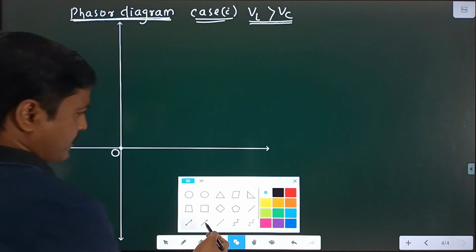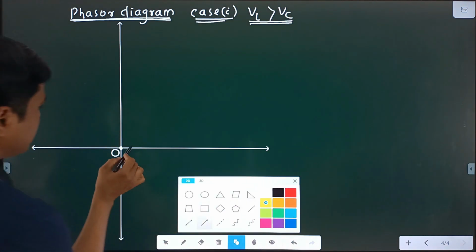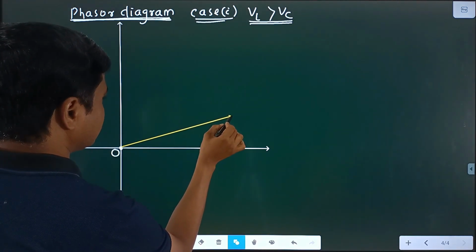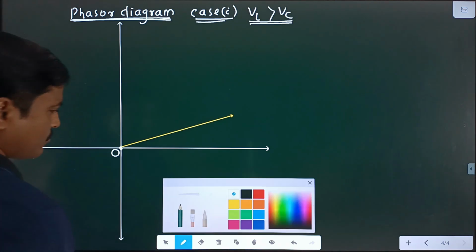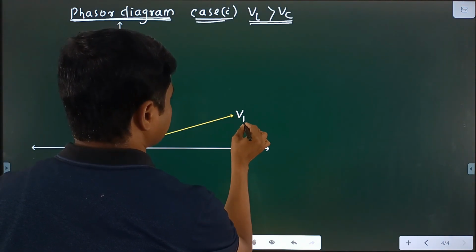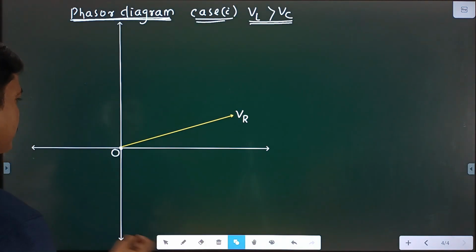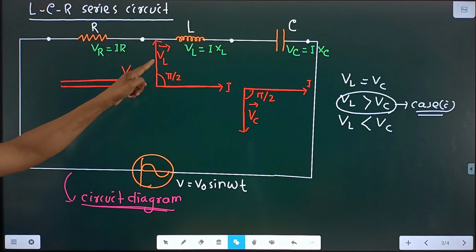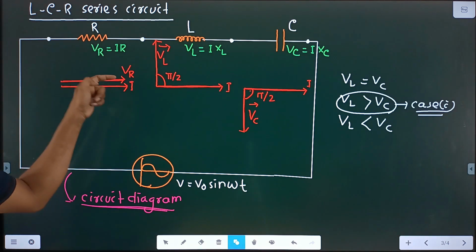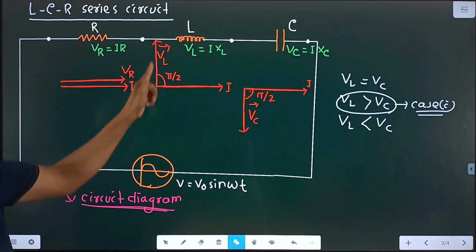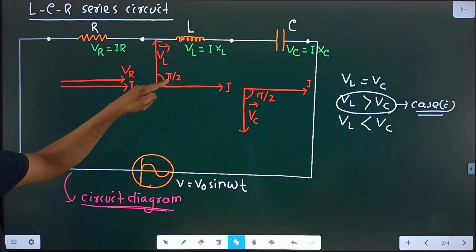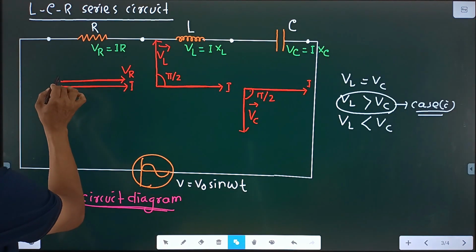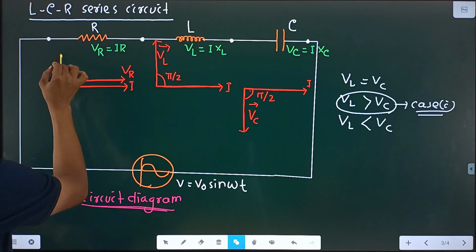And we draw the first phasor, VR. Suppose this one is the VR phasor. Next is VL. Look at the diagram. This is the VR phasor, and this one is the VL phasor. That means the VL phasor is at an angle pi by 2 with respect to VR.